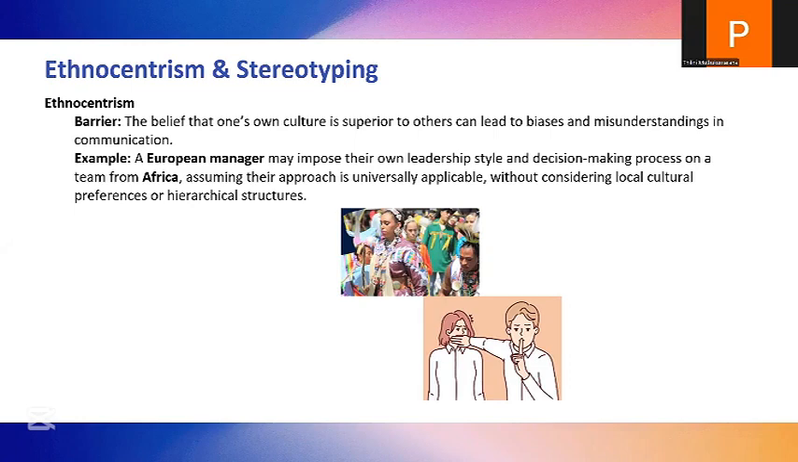And the next one is ethnocentrism and stereotyping. This is also a very strong barrier. It's really hard to overcome if one already has this ethnocentrism. That person always believes that their culture is superior to others, and this can lead to biases and misunderstanding in communication.